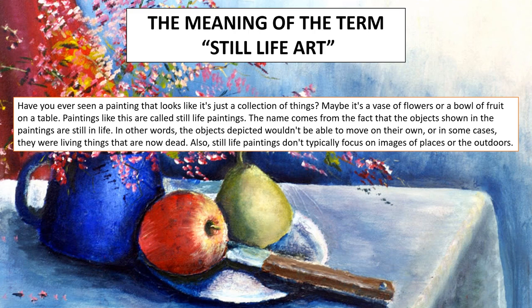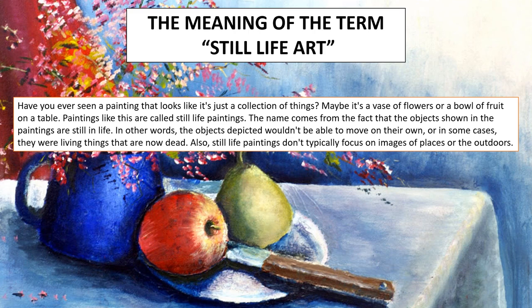Have you ever seen a painting that looks like it's just a collection of things? Maybe it's a vase of flowers or a bowl of fruit on a table. Paintings like this are called a still life painting.